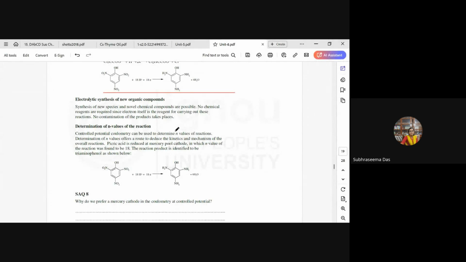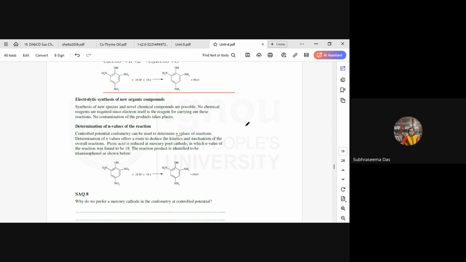Then the last application is determination of the n values of the reaction. Controlled potential coulometry can be used to determine the n values, that is, the number of electrons involved in the reaction. The determination of these n values is useful to understand the kinetics and mechanisms of the overall reactions.